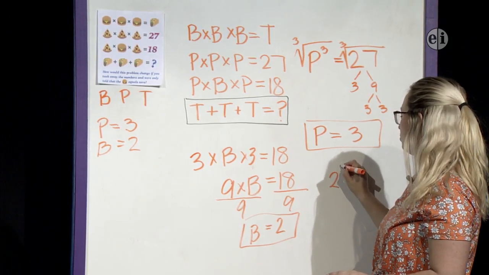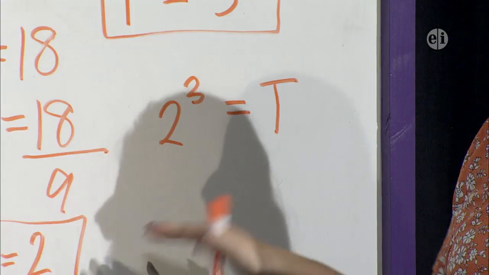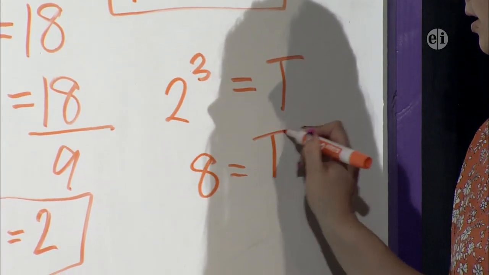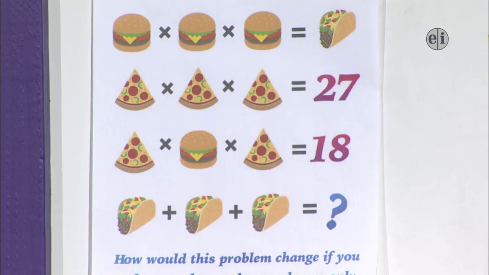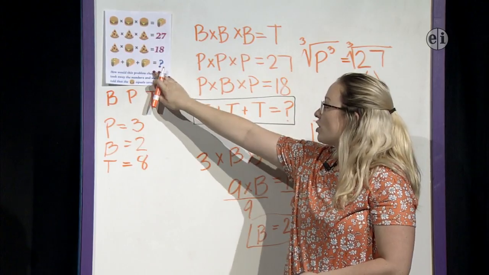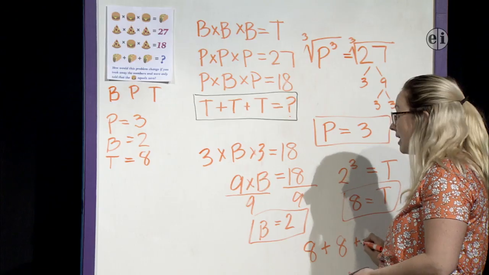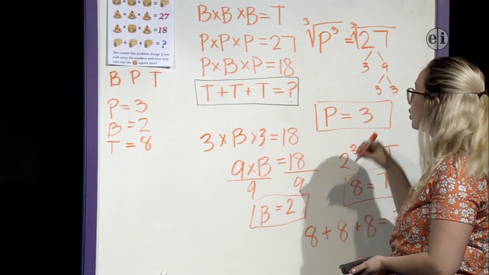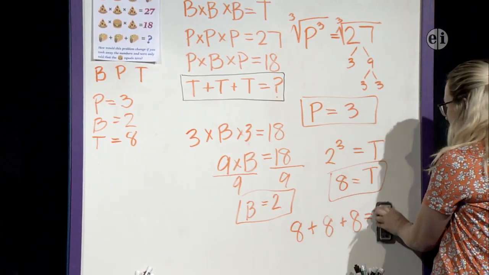All right, now for our last one, we have B to the third. So 2 to the third equals T. B is 2, so it's 2 times 2 times 2, which would be 8. T equals 8. So we have all of our variables now, and we just have to solve the last problem. Taco is 8, so 8 plus 8 plus 8 equals what? I think they try to trick you because we've been doing cubes and cube roots, but this is addition. So it's going to be 24.